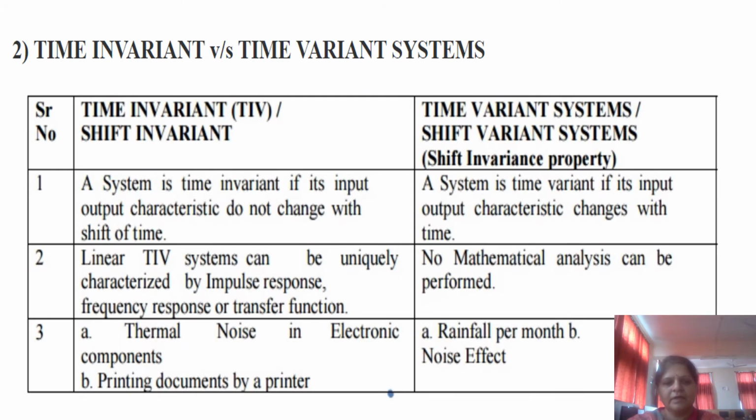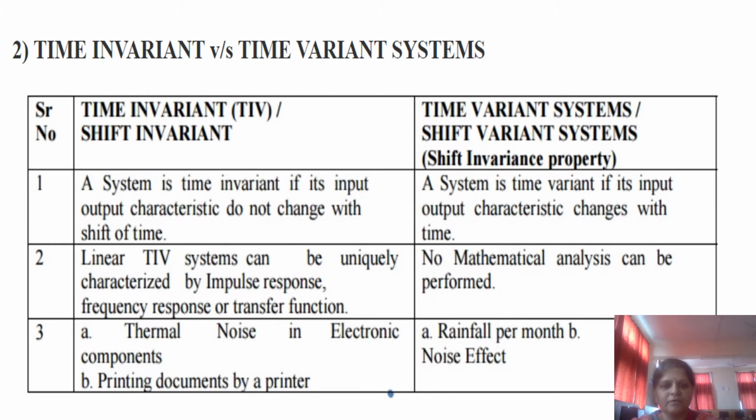Now time invariant and time variant systems. Time variant is that wherein if input changes, the system also changes its output. So it's called as a time variant. And if this is not happening, if the input is changing but still the output is not changing, that means it's called as time invariant. Now when you are having time variant, there is nothing fixed. So what happens is there is no mathematical analysis for this.